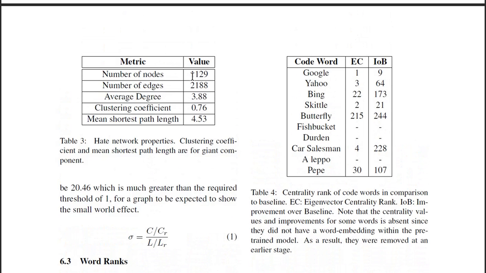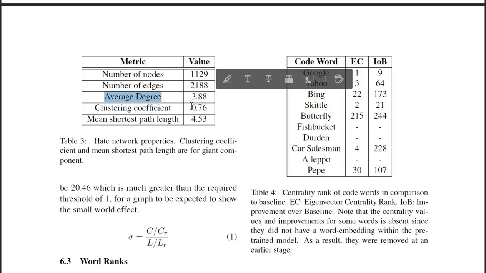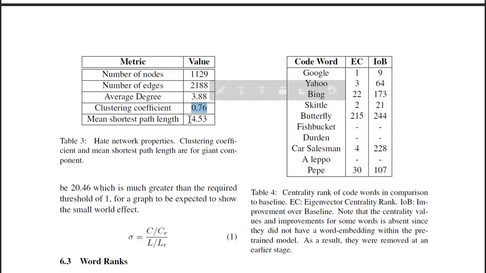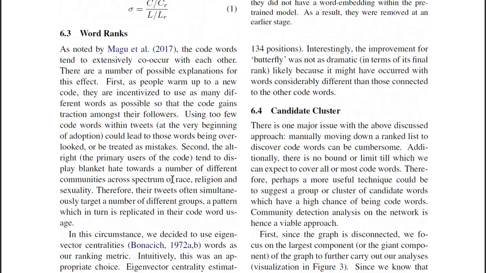So you can see you have 1129 nodes, 2188 edges, and the average degree is 3.88. You have the clustering coefficient and the mean shortest path length. So this graph is showing the small world effect.